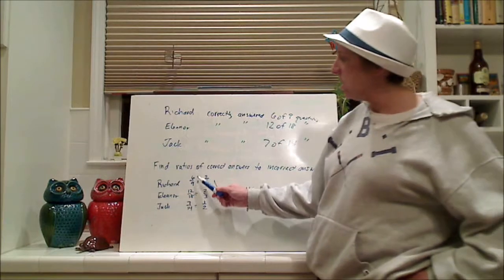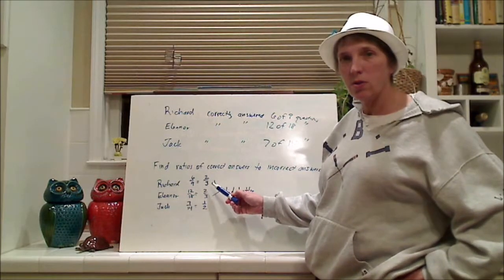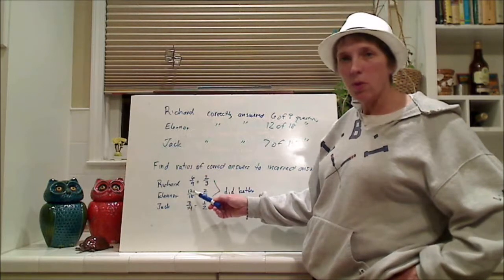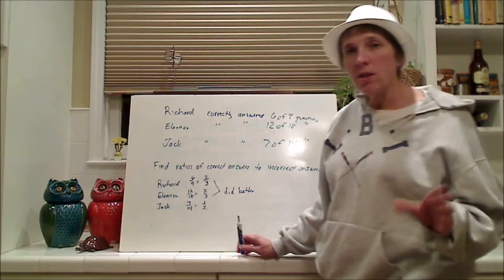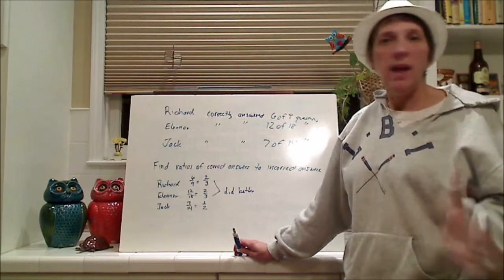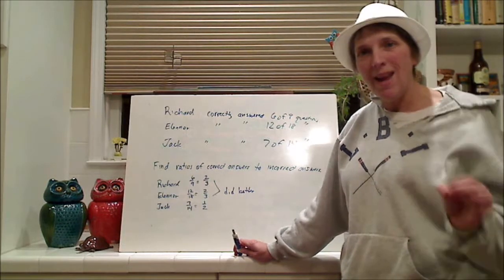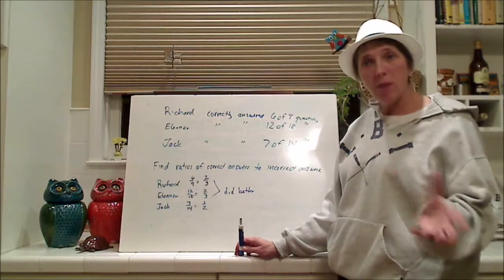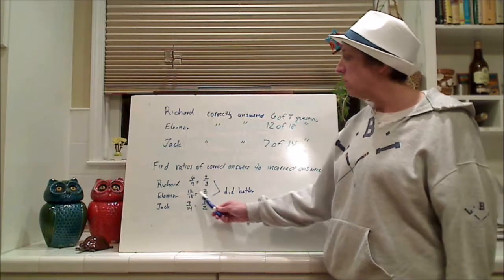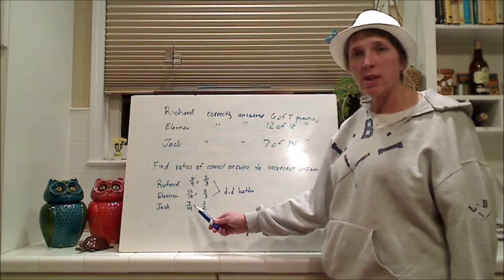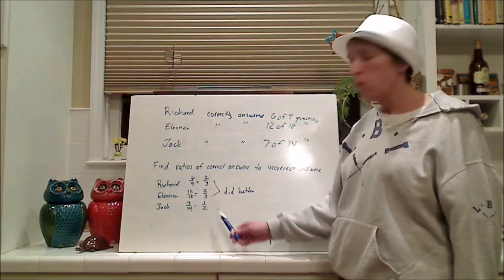So Richard has 6 to 3, which simplifies to 2 to 1. He has 6 correct to 3 incorrect. Eleanor, 12 correct to 6 incorrect. Notice I'm not writing the units in the fraction because you don't. They cancel each other out. In a ratio, you never have units in your final answer. Never, because they just want a comparison of data. So Eleanor's becomes 2 to 1. And Jack, 7 correct to 7 incorrect, is 1 to 1.